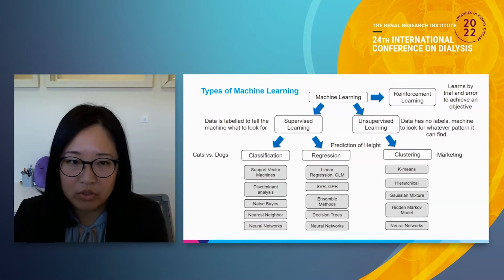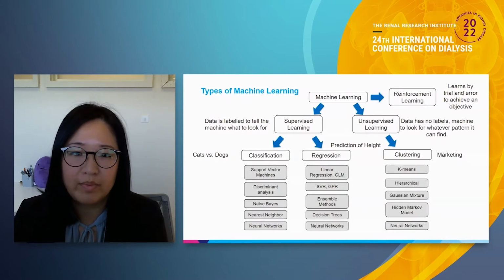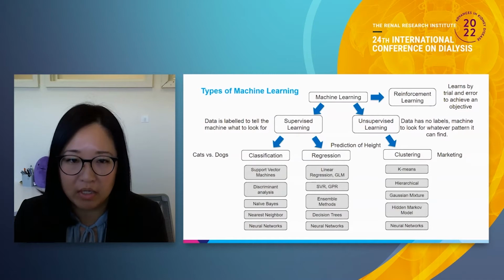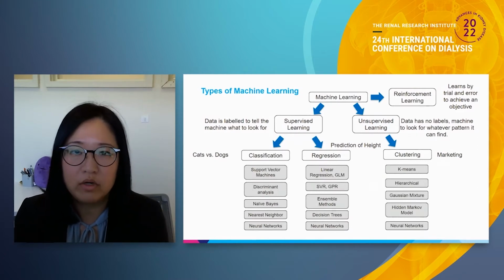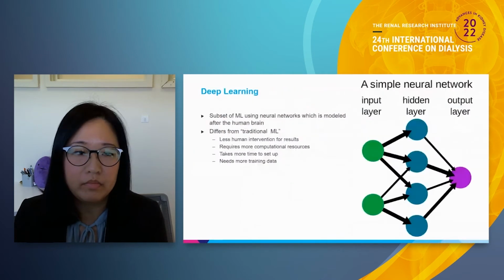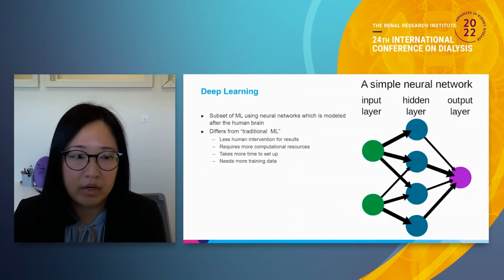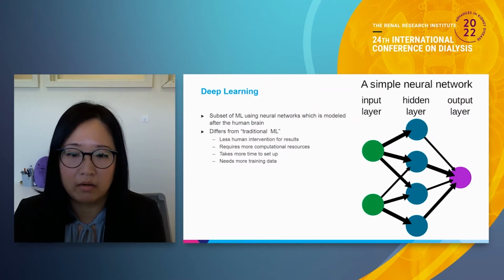There is a third type of machine learning called reinforcement learning, which learns by trial and error to achieve an objective. So one example of this is Google's AlphaGo, which was a program that was developed and actually beat the top human Go players in the world, was in the news a few years ago. We're not going to talk too much about reinforcement learning, mainly because it hasn't been used too much yet in nephrology research. We briefly talked about deep learning. So again, deep learning is a subset of machine learning where you're using neural networks modeled after the human brain.